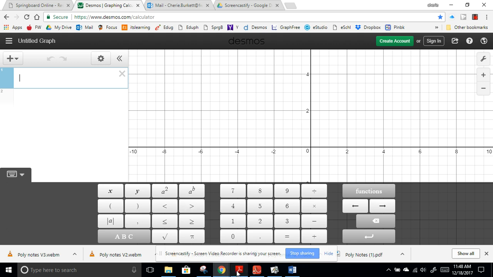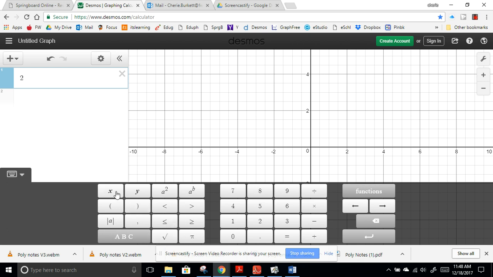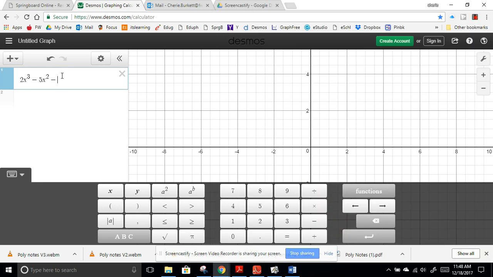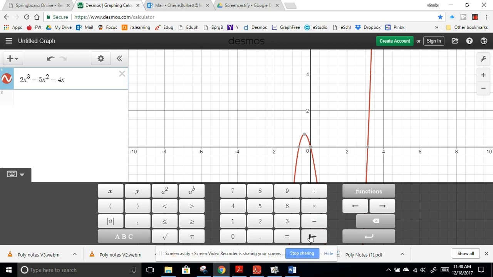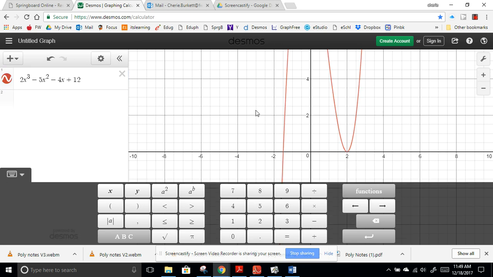Oh gosh, I don't remember what the function was now. 2x cubed minus 5x squared minus 4x and 12. Okay, so I think if you just point to it right there, it shows you the minimum value is 20, so the relative minimum right there is 2.